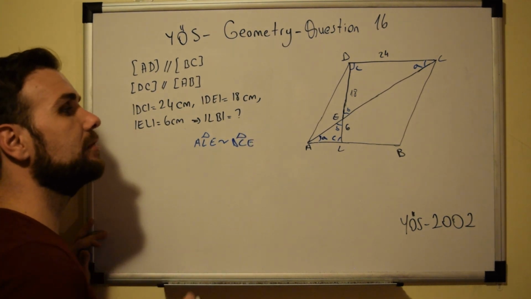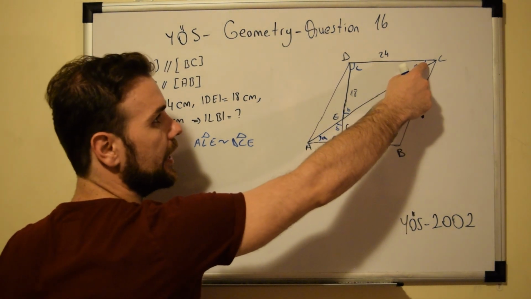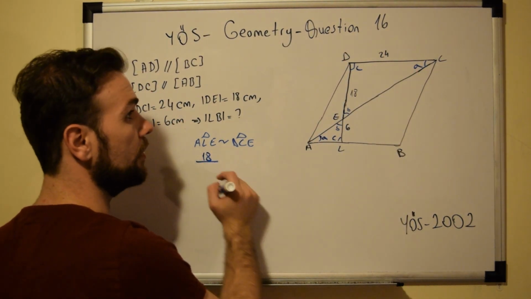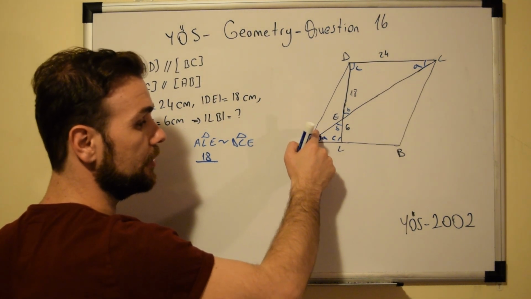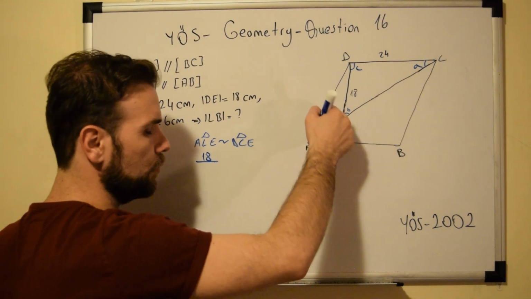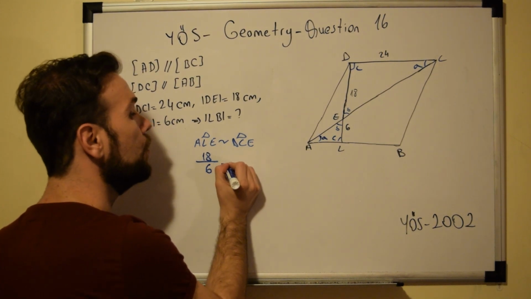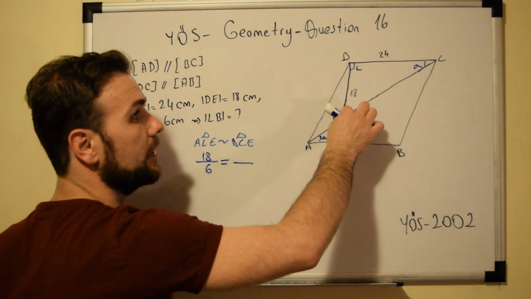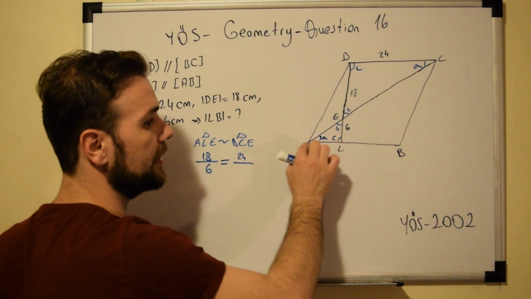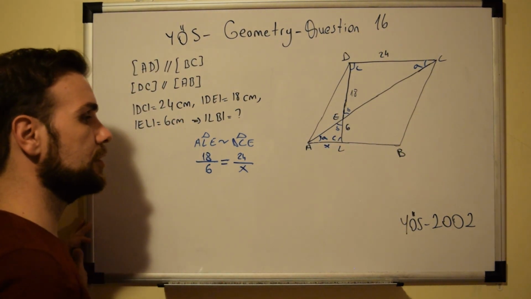Now, when we have similar triangles, special rules apply. If we look at angle A, the side in front of angle A is 18, so we have 18 over, and in the other triangle, the side in front of angle A is 6, so we have 18 over 6, which is equal to, if we look at the side in front of angle B, 24, over the side in front of angle B in the other triangle, which I'm going to name X, so 24 over X.